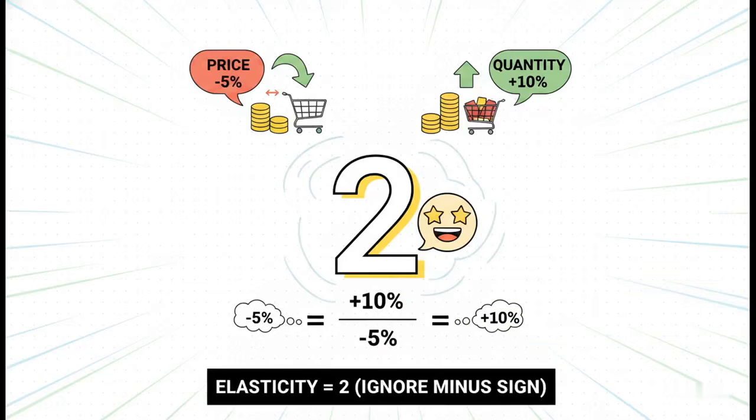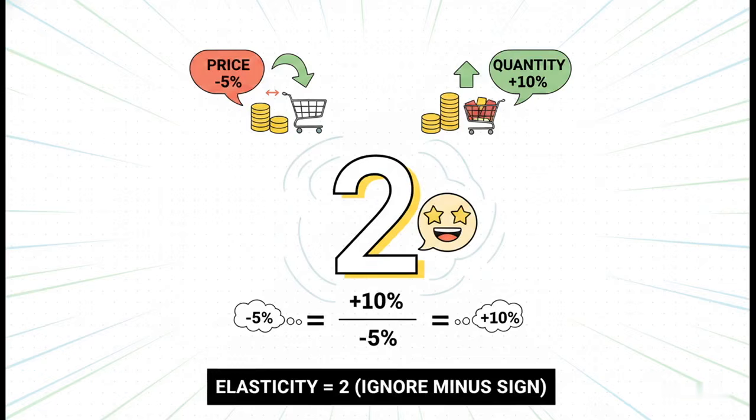Let's do a rapid-fire example to lock this in. Imagine a business drops its price by 5%. Suddenly, boom, they see a massive 10% surge in the quantity demanded. You take that 10% quantity change, divide it by the 5% price change, and you get a power level of exactly 2. Now, because of the law of demand, price goes down, quantity goes up, this is technically a negative number, but economists usually just ignore the minus sign here for the sake of simplicity.